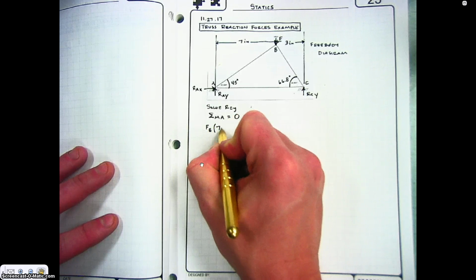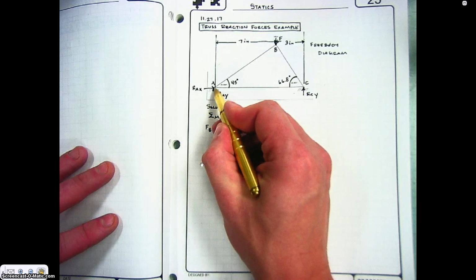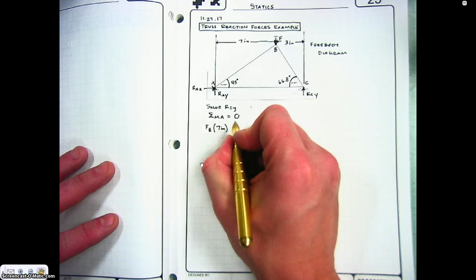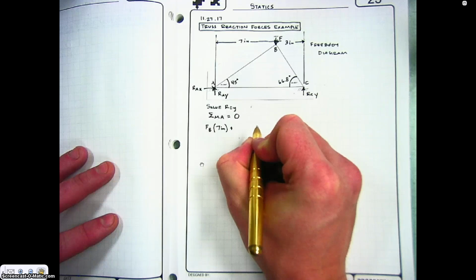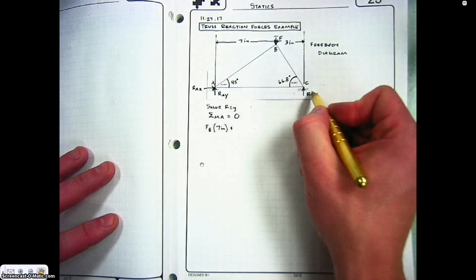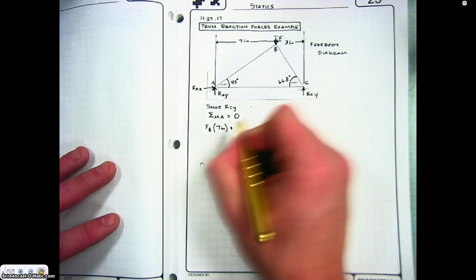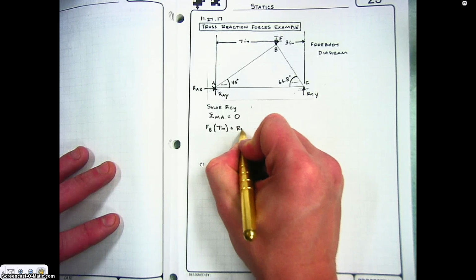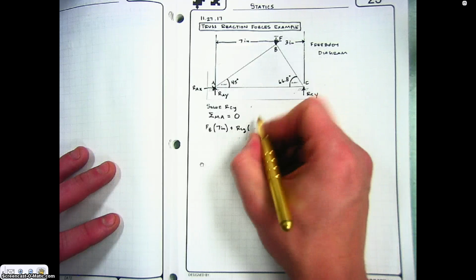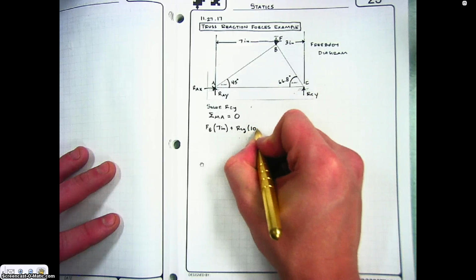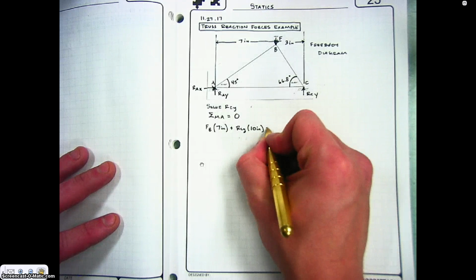times 7 inches. So we're starting at point A, so everything's going to go back to point A, plus RCY, that's another force in the y direction, times the distance back to point A, 10 inches. That has to be equal to 0.